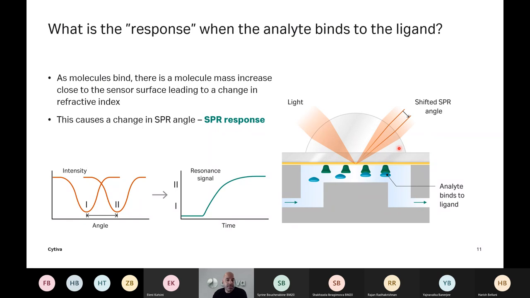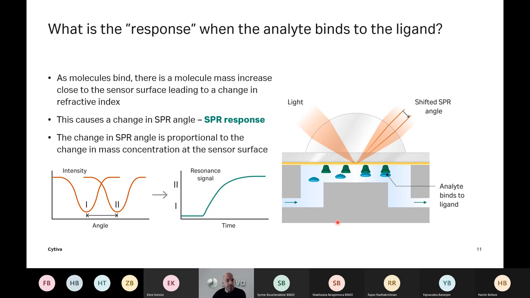So what these systems detect is the change of the minimum reflected light. And then basically this shift is represented as a derivative in the form of the sensorgram. The sensorgram is the plot that we get from the systems. This change in the SPR angle is proportional to the change in mass concentration at the sensor chip surface.